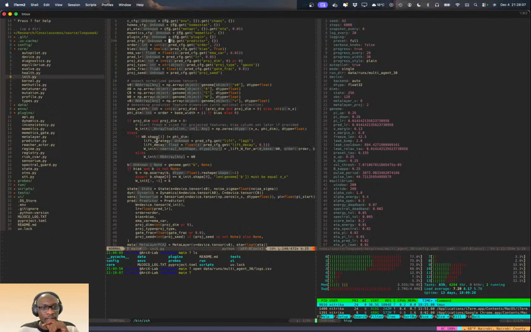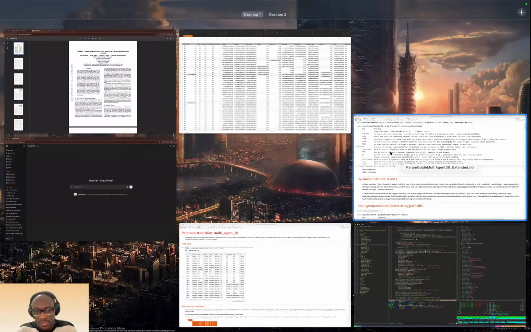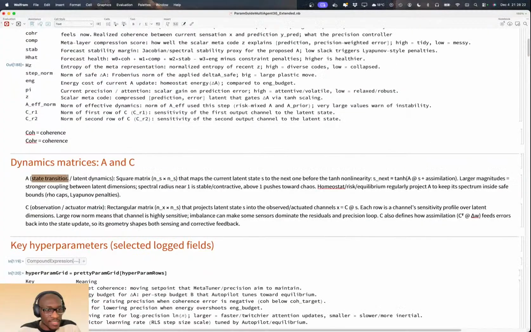Then we feed that into the dynamics as a tensor. We have two types of dynamics. Let me just open this. So we have A dynamics. This is the state transition, or latent dynamics. Latent is just hidden dynamics. We don't see that, or the system doesn't see that, as it's hidden. This is the square matrix we calculate by using n state.